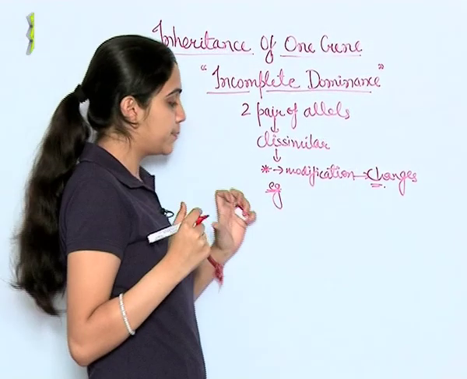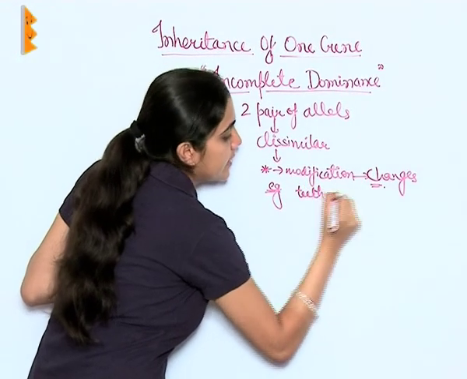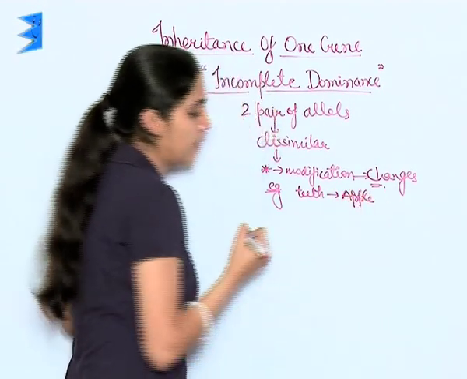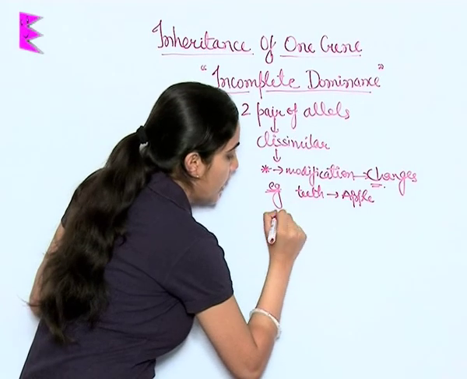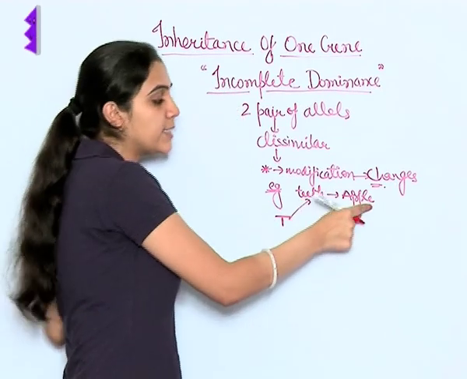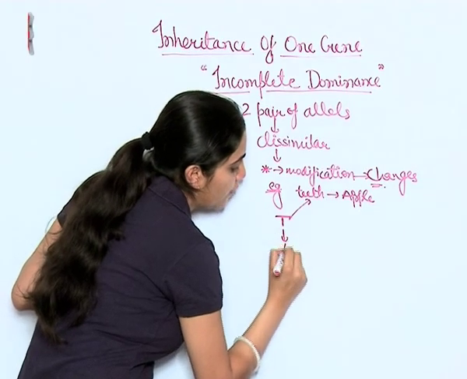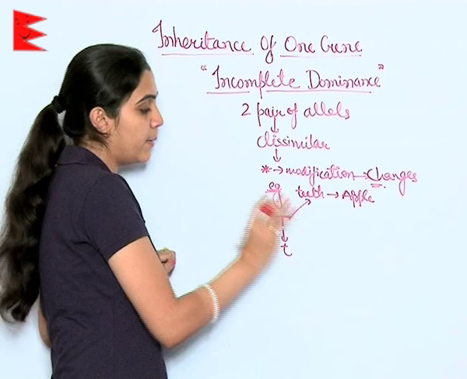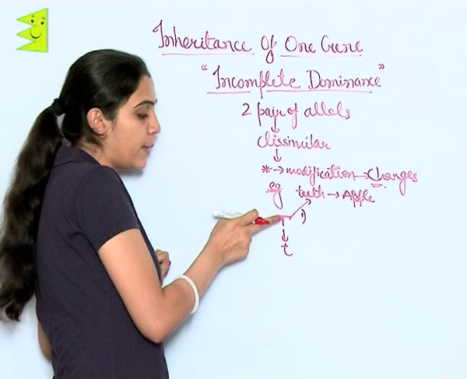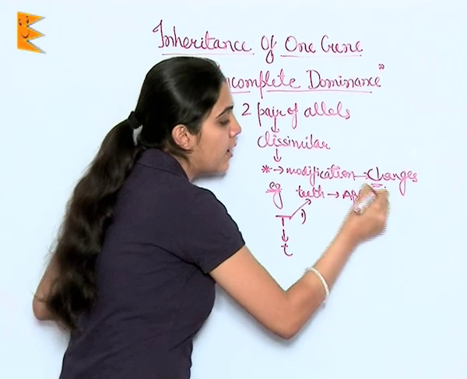Suppose teeth are required to eat an apple. Now T, this is the allele which gives us teeth to eat an apple. If this allele T is modified to this t, now there will be three cases. In the first case, it will produce the normal teeth which were being produced by this T or less efficient teeth. So we will be able to eat the apple.